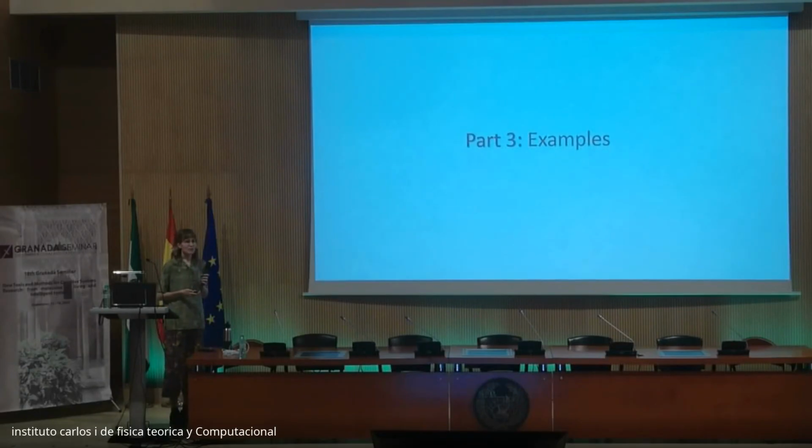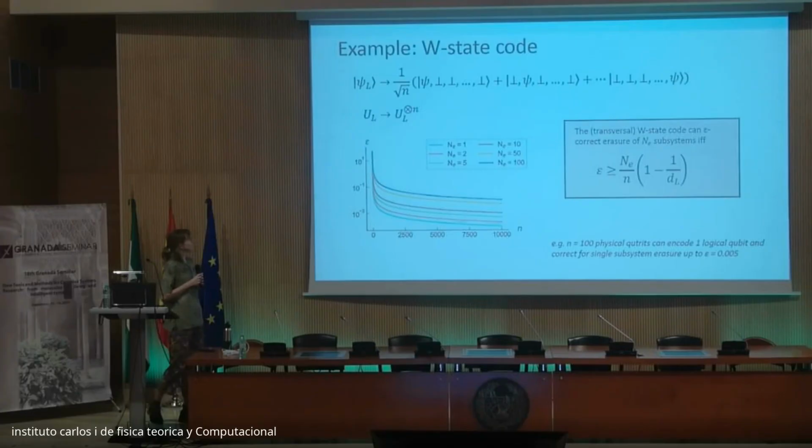So that was all quite abstract. I've got some examples. One example is the so-called W state code, where you take your quantum state and map it to a highly entangled state over many physical subsystems. This is a manifestly covariant code. It supports a universal set of transversal gates.